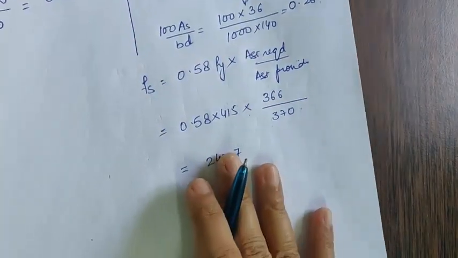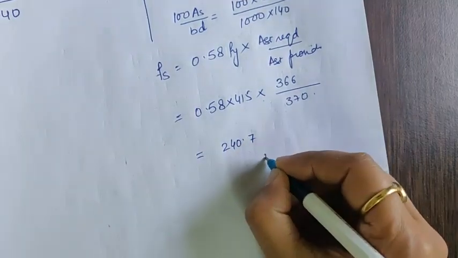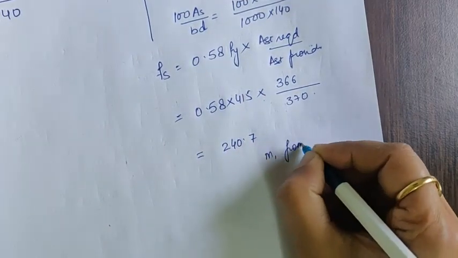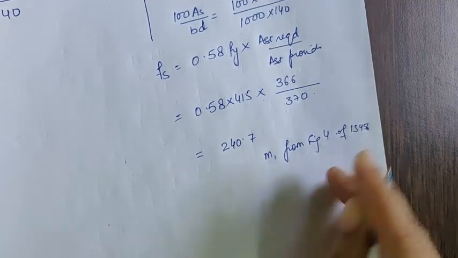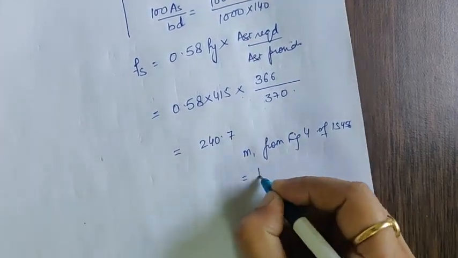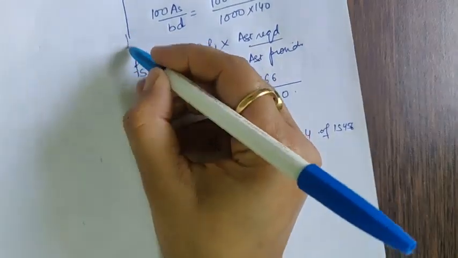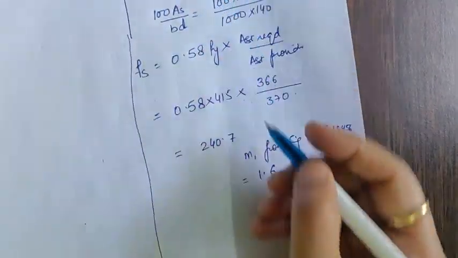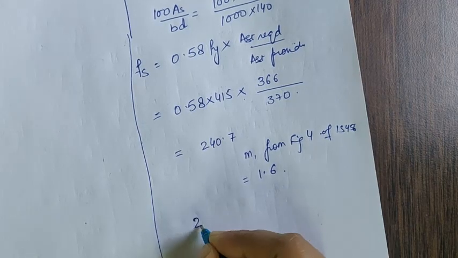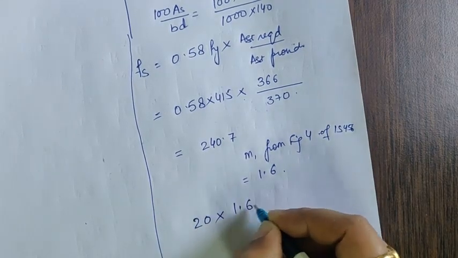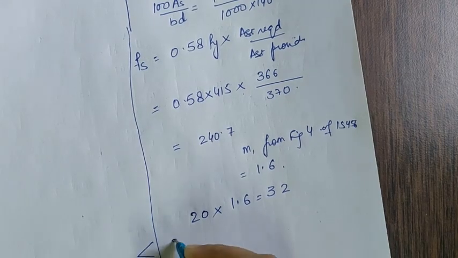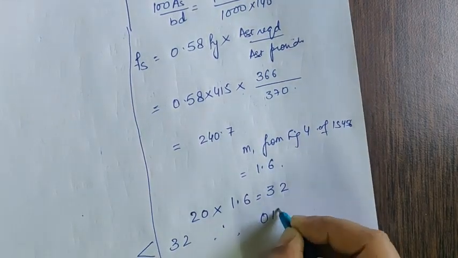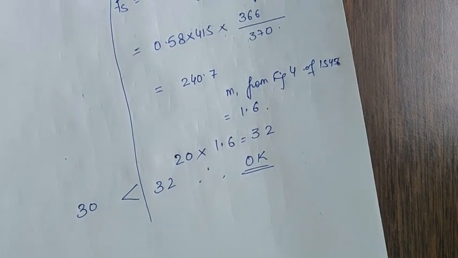Okay, so I am getting the modification factor. This modification factor M1 is coming from figure 4 of IS 456. So this is coming out to be 1.6. Therefore, this value L by D basic was 20 into 1.6. This is coming out to be 32. So 30 is less than 32. Therefore, our check is okay for deflection.